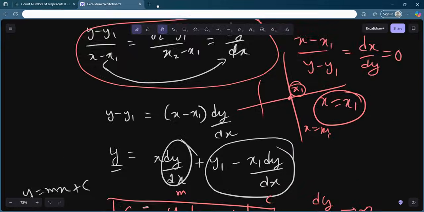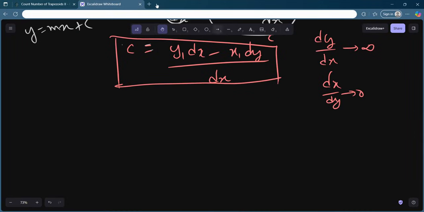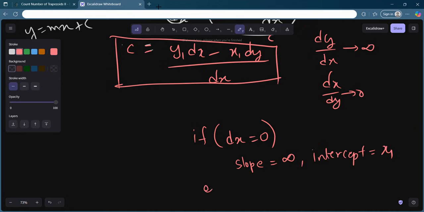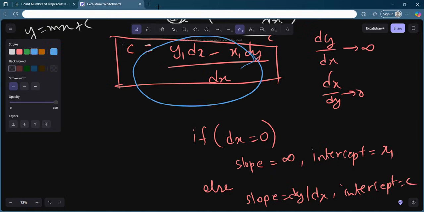Okay, so that's it. If the slope is infinity, basically if dx equals 0, it will mean that your slope is infinity and your intercept is x1, as we just said. Else your slope is dy by dx and your intercept is this c value which you calculate. Intercept is this whole c over here. Okay, so that is what you need to write down.